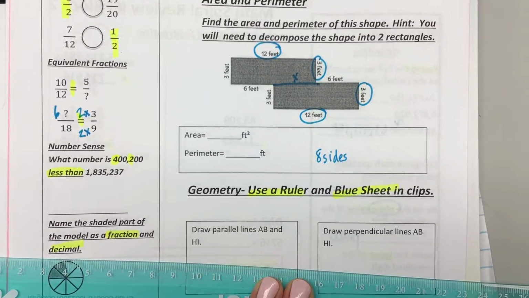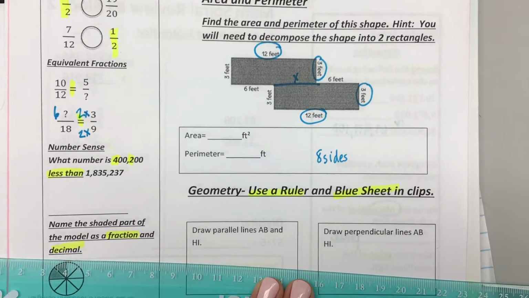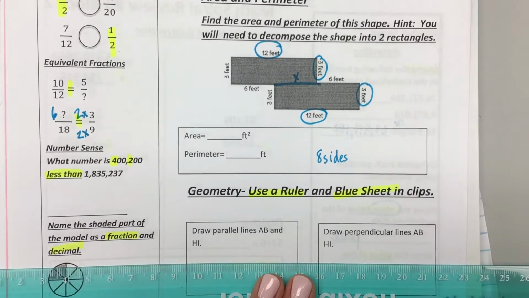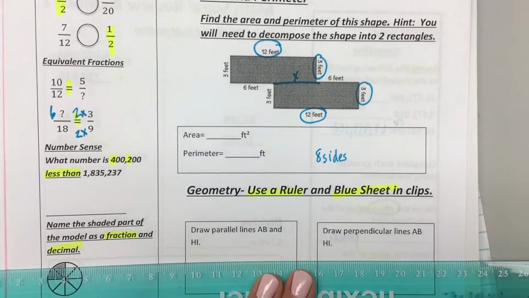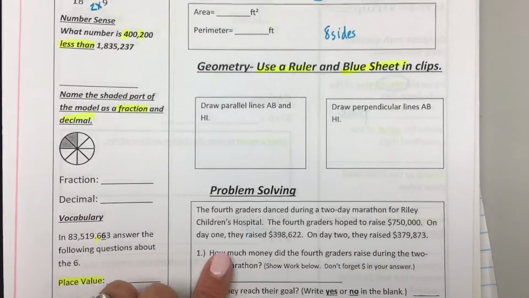Yes, ma'am. Why does it say high? What does it say? High? H-I. It's line H-I. There's 2 lines. One is A-B and one is H-I. Hi. Okay.